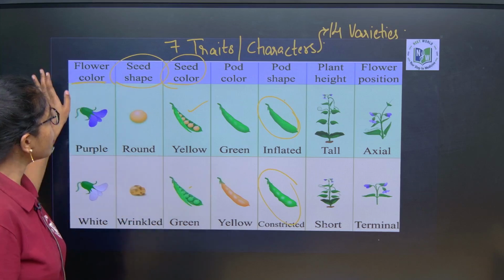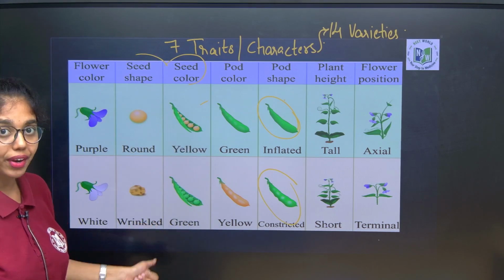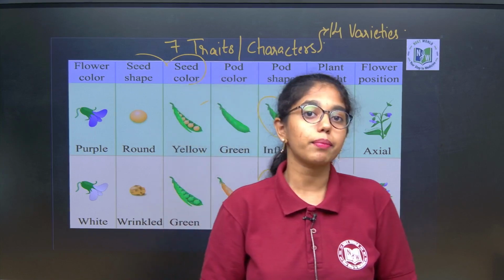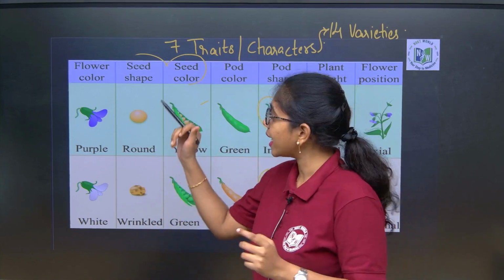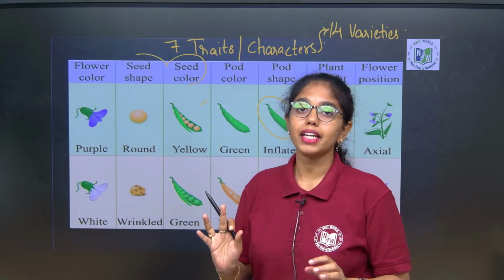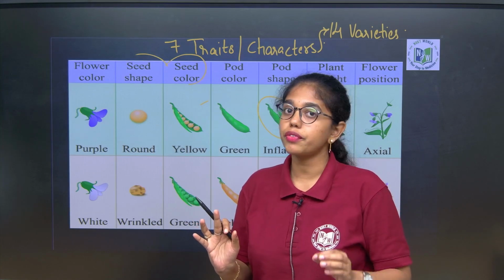So what we have to remember is all the contrasting traits, which is dominant, which is recessive. Everything should be in our mind. Numericals can be asked taking any pair into consideration. So keep all the varieties with the dominant and recessive traits in your mind.